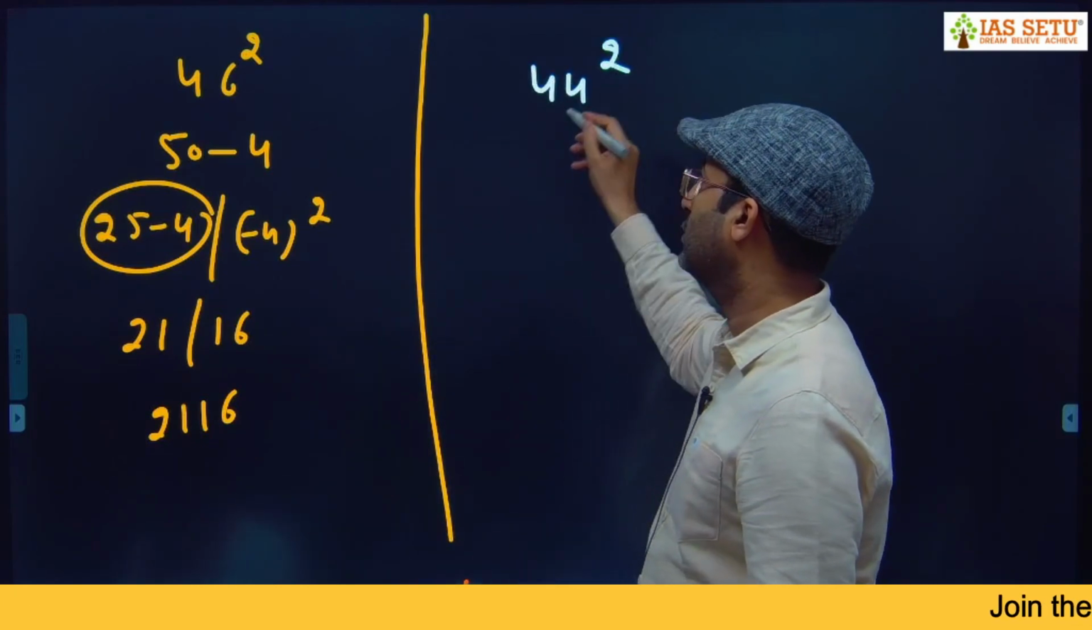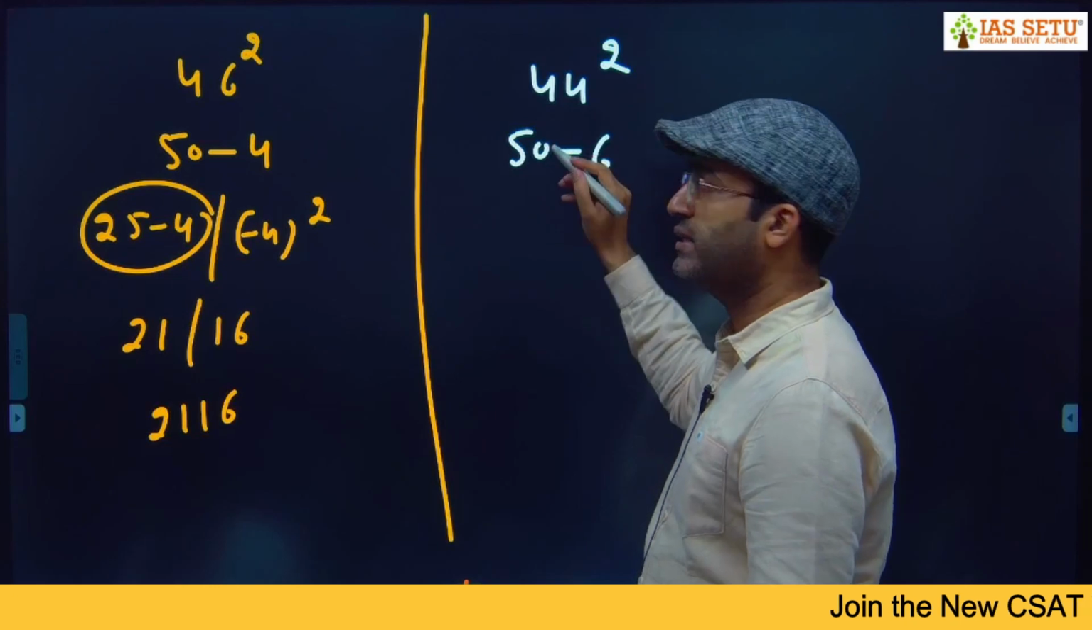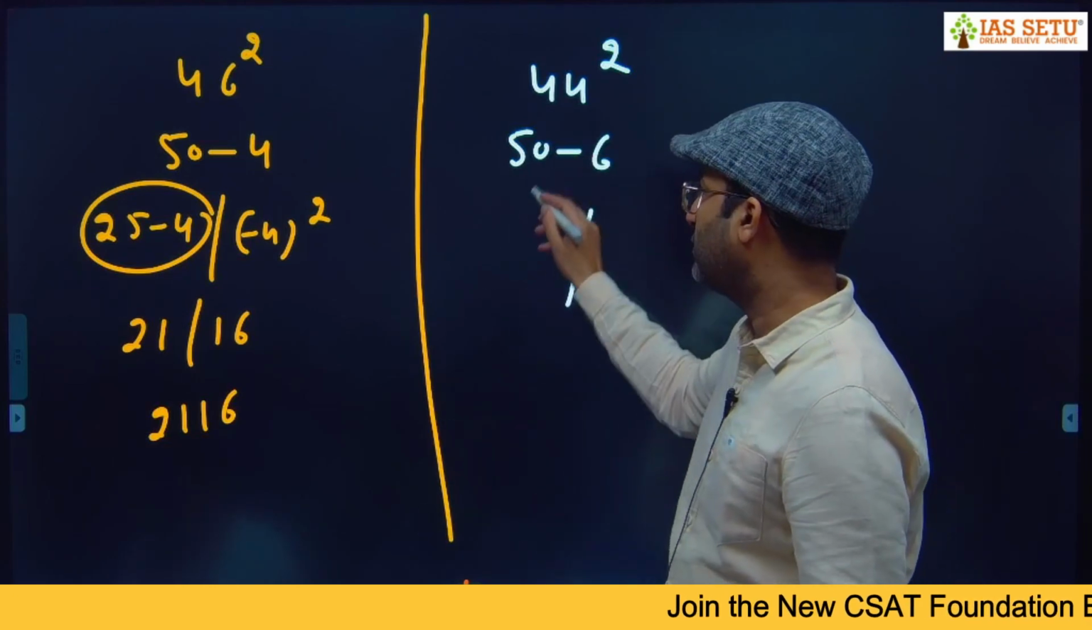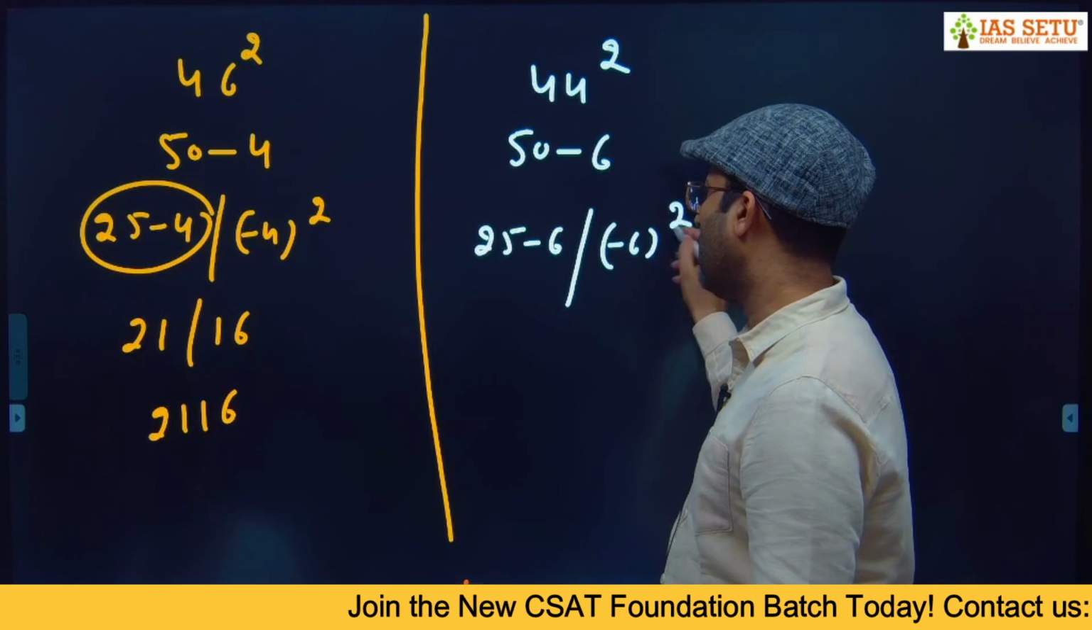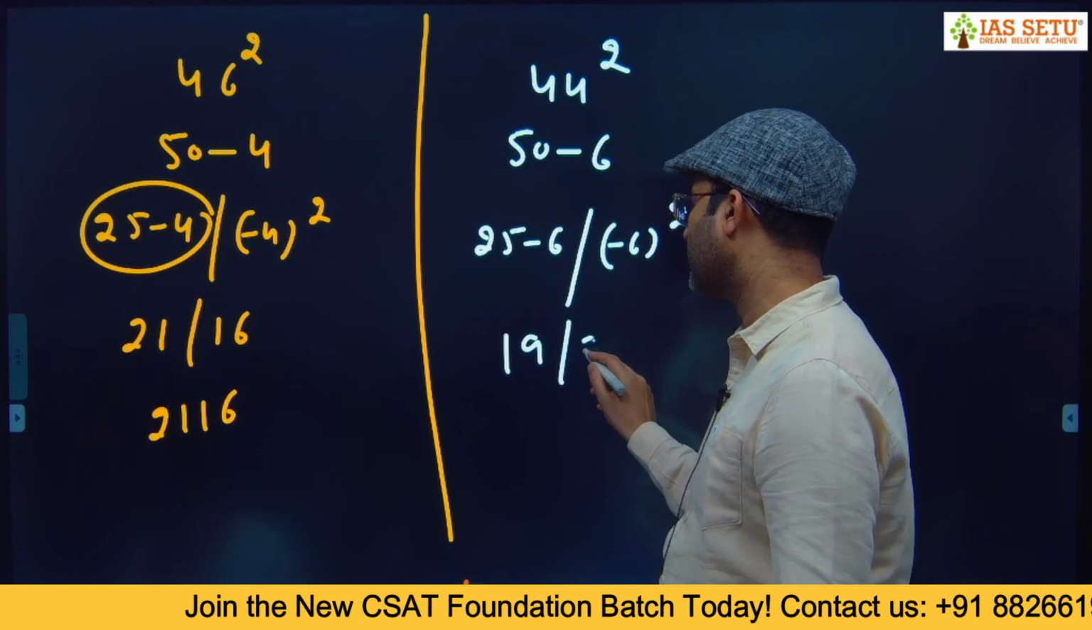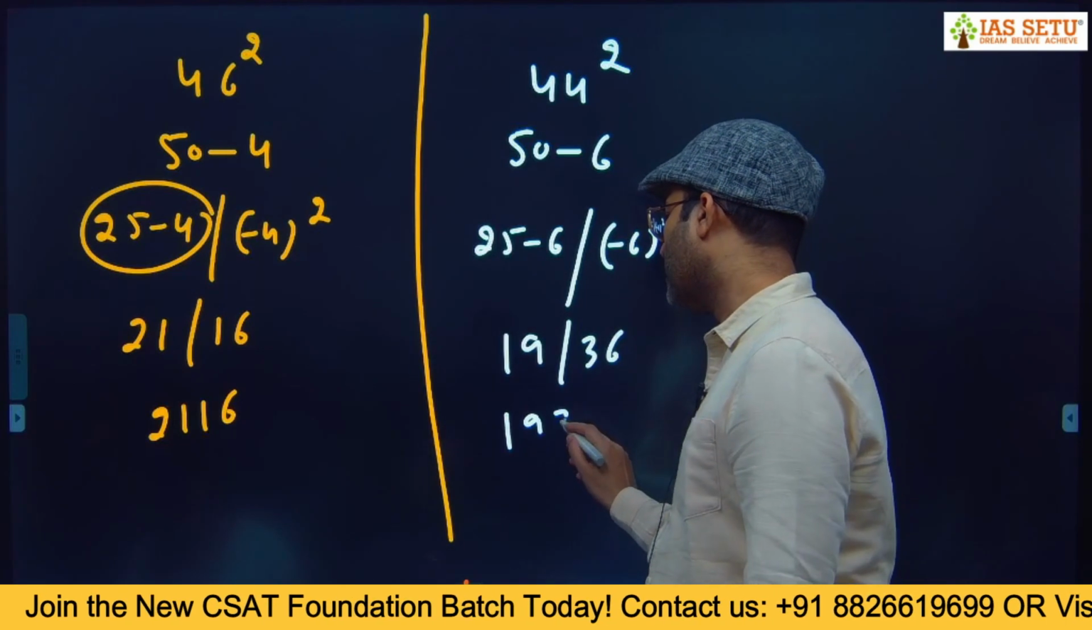Let me take one. 44 square. So it is 50 minus 6. Left side value will be 25 minus 6. Right side value minus 6 square. It is 19. Right side 36. 1936.